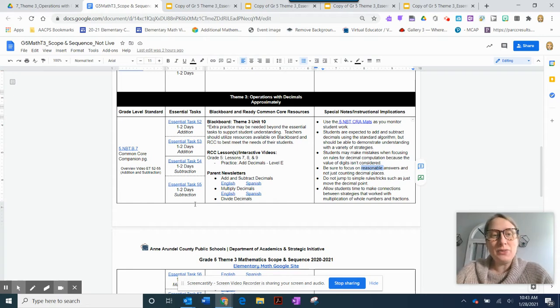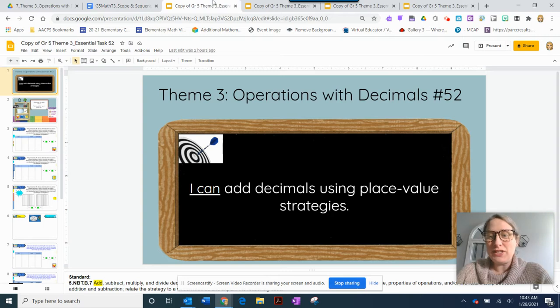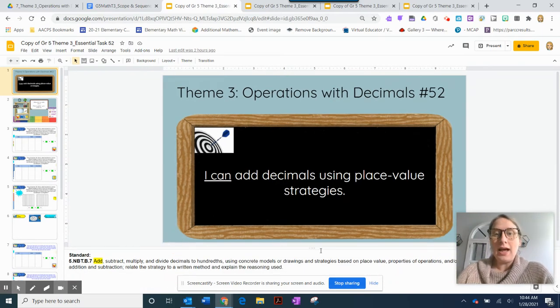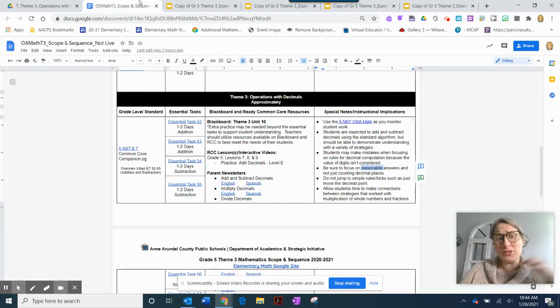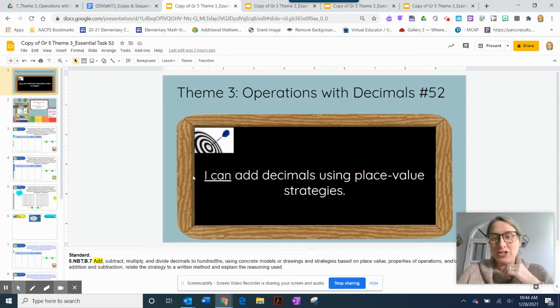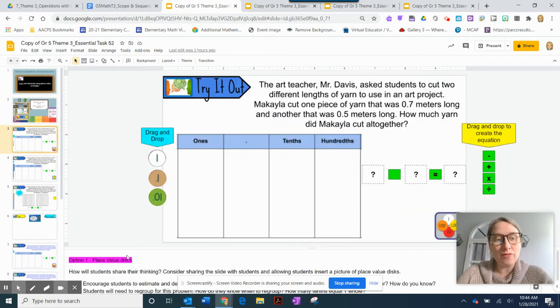So let's dive into our first 4 essential tasks. Essential task 52 is going to start us with addition. You'll notice here in the notes, in addition to it being laid out here in the scope and sequence which operation, you'll also notice I highlighted the part of the standard that these tasks will be addressing. So let's look at some of our addition strategies. So we have multiple options here.